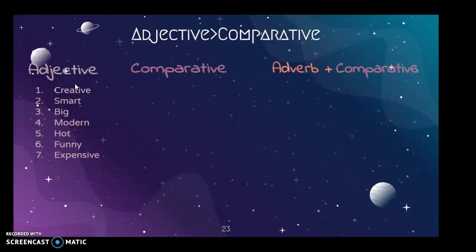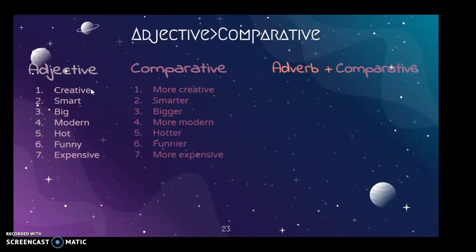Okay, then how do I make a comparative adjective? So from the adjective, for example, creative, I just follow the rules. So more creative because it has two syllables or more. Smart, even though it has a lot of letters, it's only one syllable. So smarter. Then big, bigger, modern, more modern, hot, hotter, funny, funnier, and expensive, more expensive.